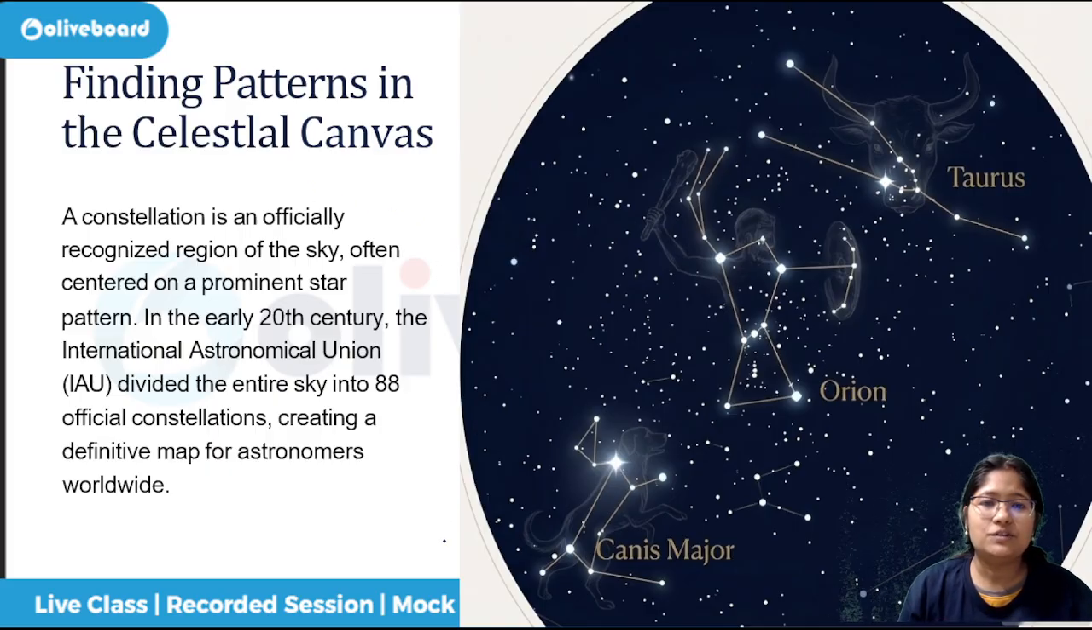Now, if you look at this picture, this looks more or less like a dog, right? So the name of this particular constellation is Canis Major. If you look at Orion, you can see these three stars, and then there is, say, an extension like this, one, two, three, four, and this one is at the center.